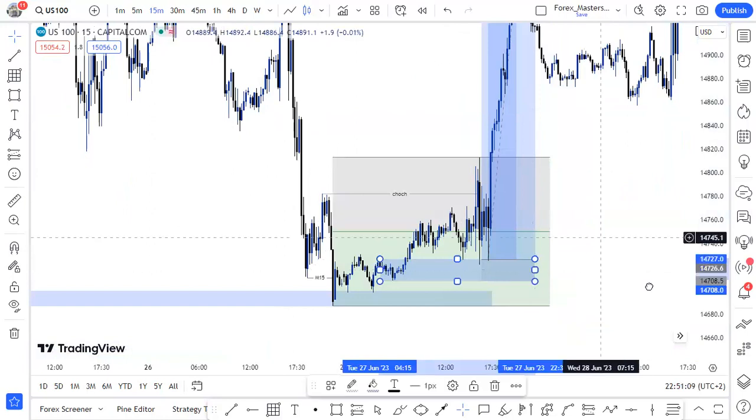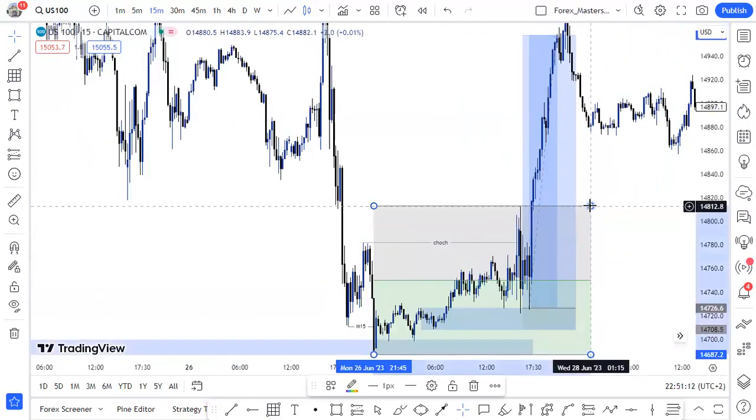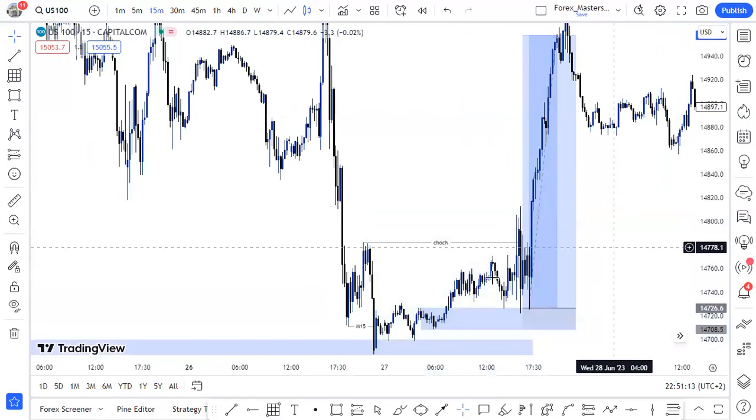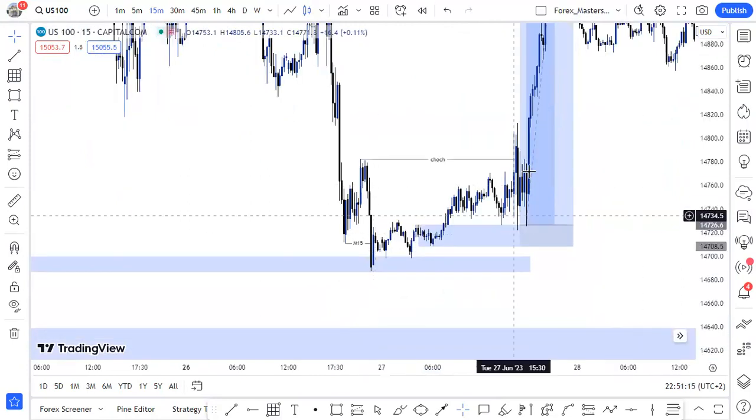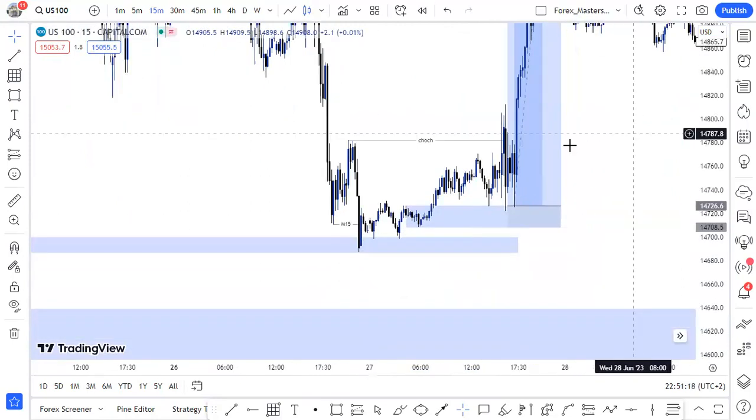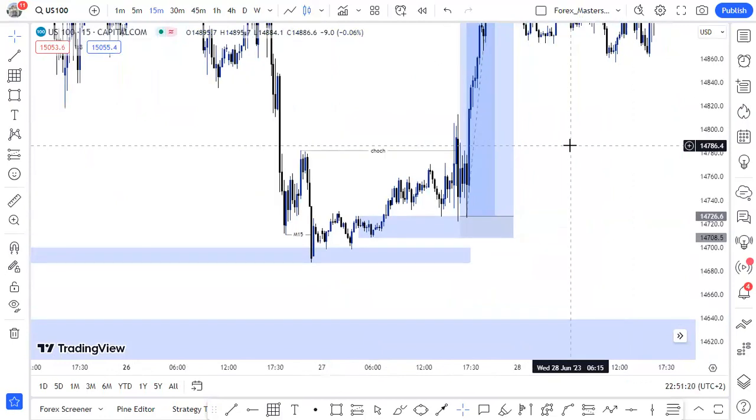And that's what you look for. Once price hits a higher time frame zone, then you go to a lower time frame and you start looking for changes of character and lower time frame entries.